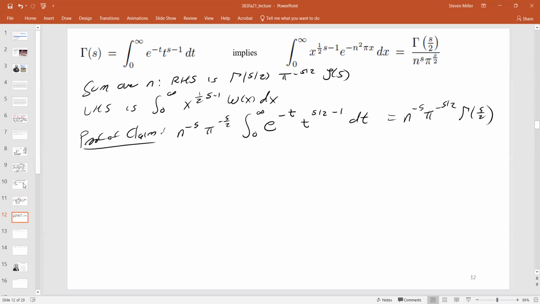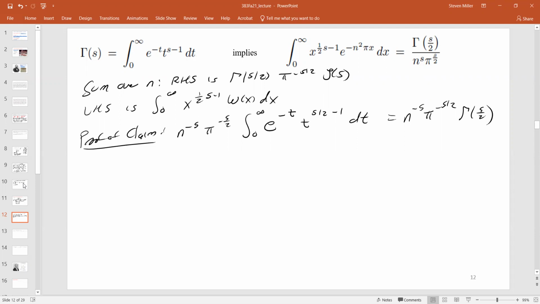Okay. Are there any questions? All I did is I just wrote out what dm of s halves is. I just took the claimed identity, gamma of s halves over n to the s pi to the s halves, and I just said, well, let's just replace gamma with the integral definition.